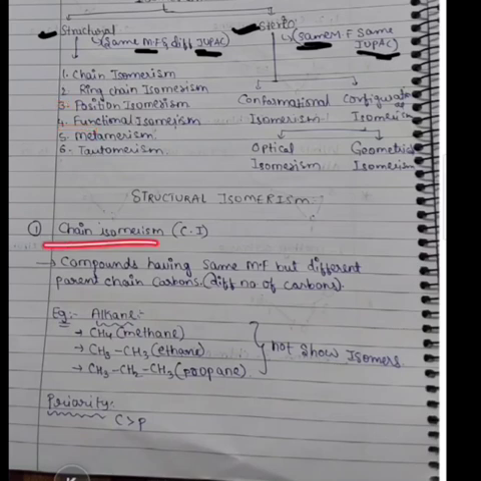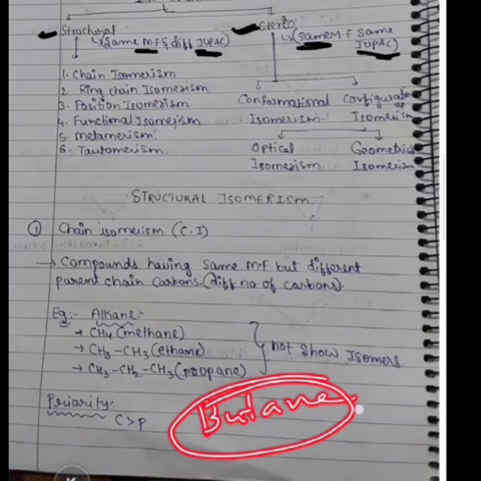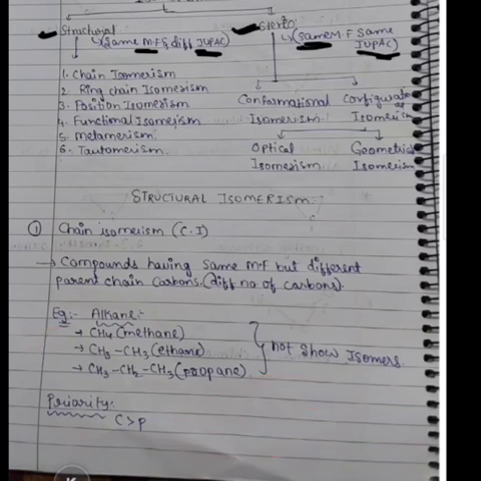First one is chain. Compounds having the same molecular formula but a different number of carbons present in the parent chain. The parent chain is the longest chain which we choose for the naming. So in chain isomerism, the compounds have the same molecular formula and the number of carbons in the parent chain is different. One thing here: methane, ethane and propane do not show isomerism. The isomerism starts from butane. Remember that, chain has more priority than position.